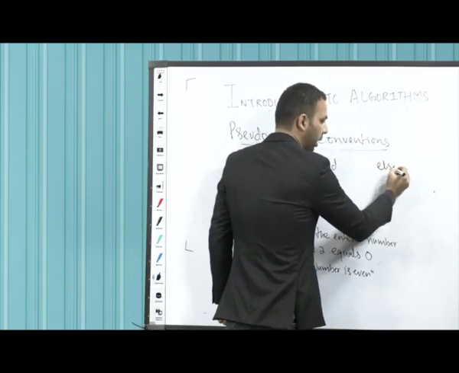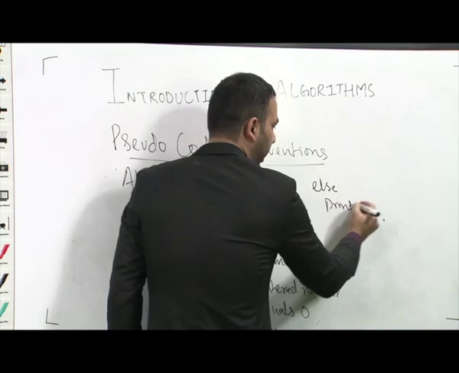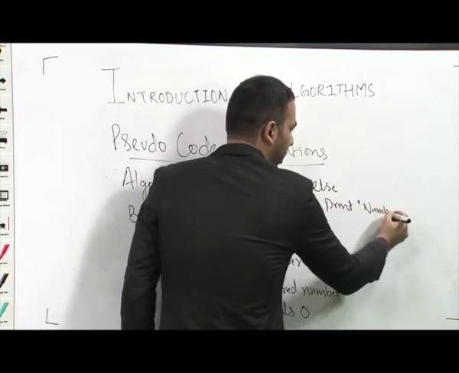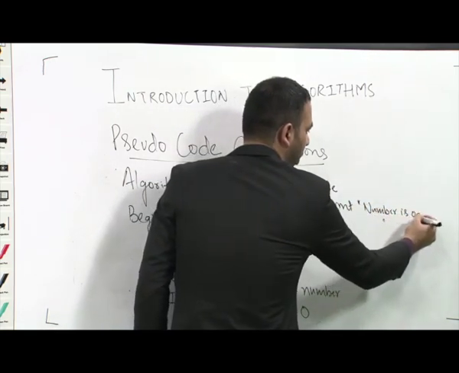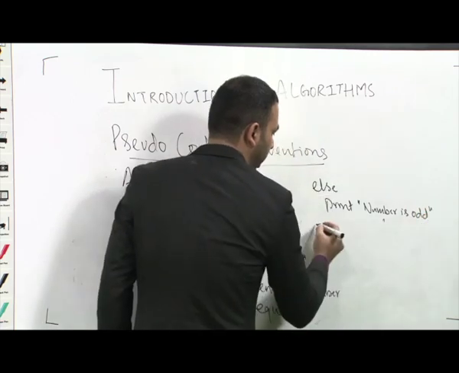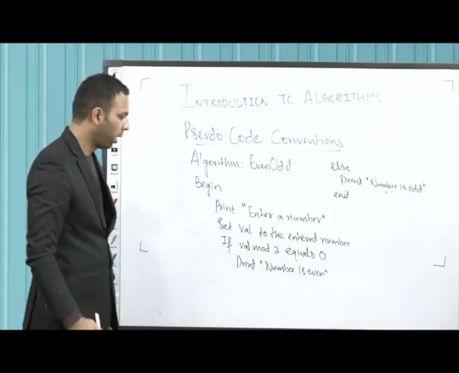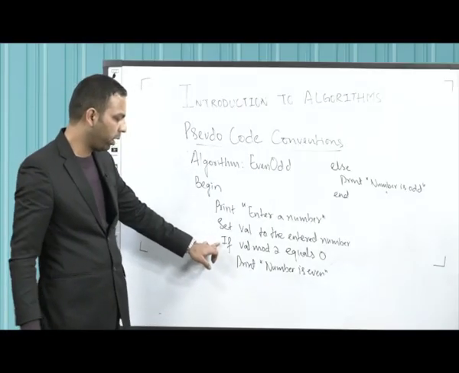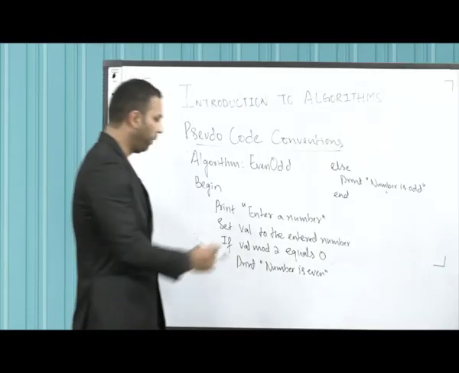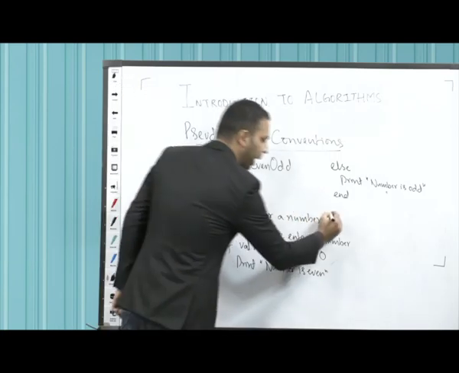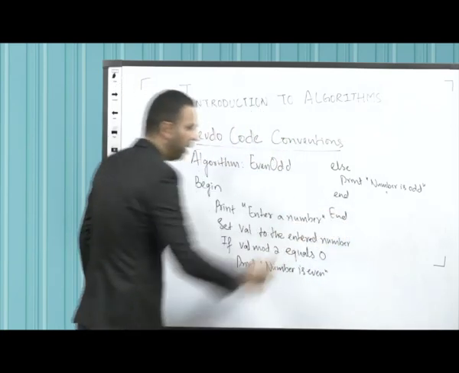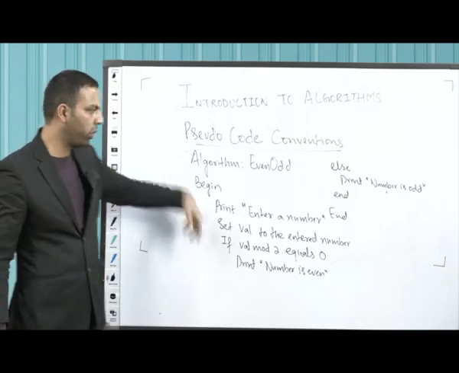Else print "number is odd", okay? And then end. So this is the end of this if, okay? After that, I have to end this procedure, so I will write end here as well. So this end will refer to this begin. That means this procedure has ended.